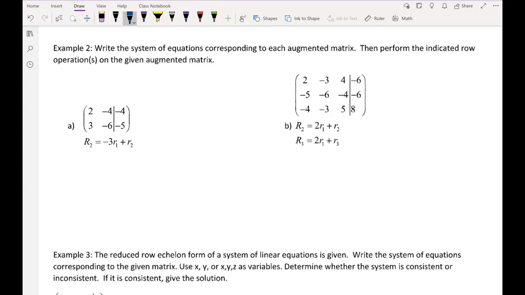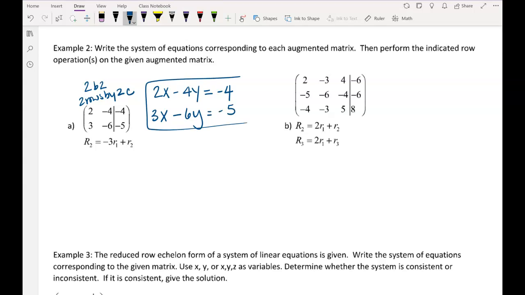So for 2A, looks like they gave us a 2 by 2. What I mean when I say a 2 by 2, I mean 2 rows by 2 columns, okay? So we got 2x minus 4y, and your constant is -4. Then the second row, we got 3x minus 6y, and the constant is -5. So that's the system of equations that we need.